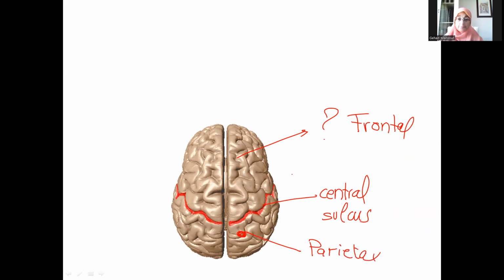Parietal lobe. But if I label lower down like this, it's very difficult for you to identify the temporal lobe from the superior surface. The temporal lobe is on the lateral surface and inferiorly, lateral and inferiorly. A very small part of the temporal lobe is appearing here.